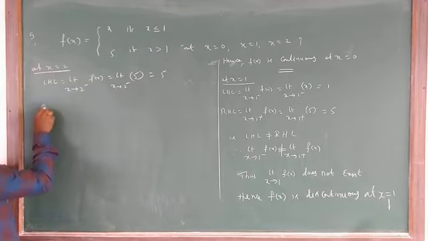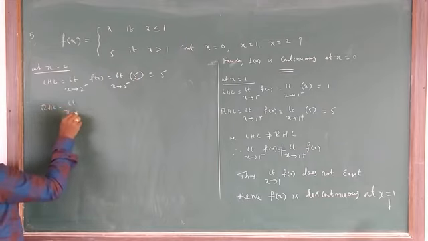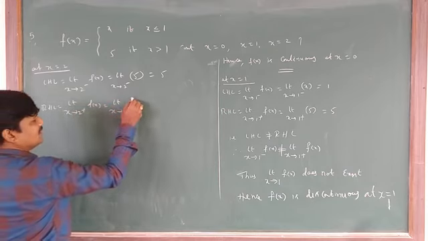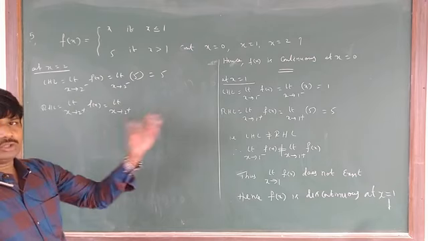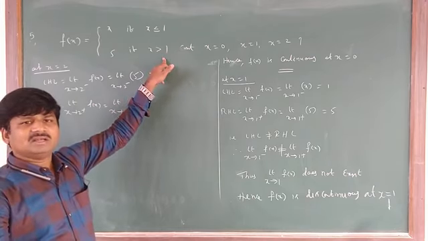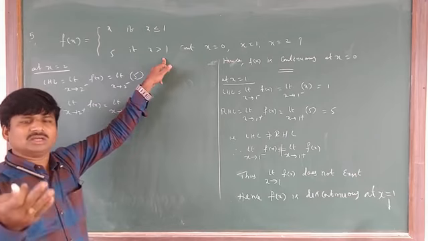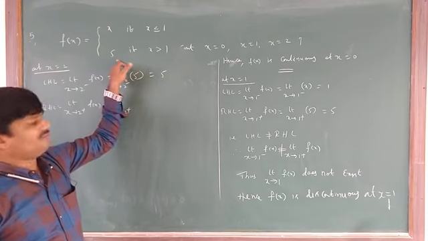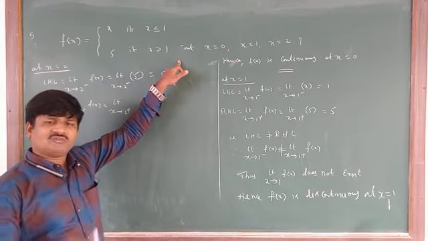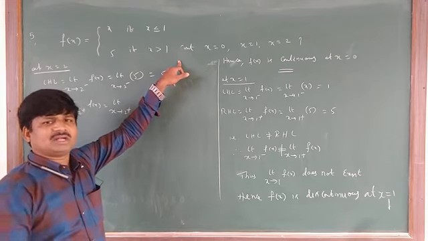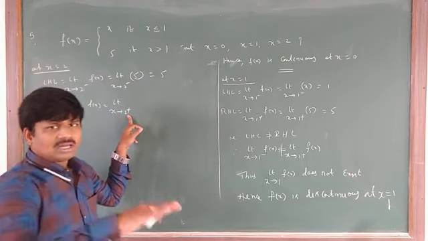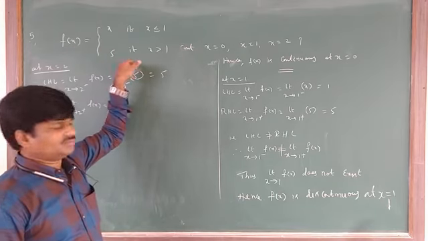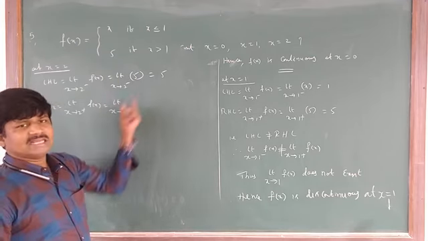Right? Next, right hand limit. Limit x tends to 2 plus f of x. What is the value of x here? 2 plus means above 2. Here see, above 1. Above 1 means 2, 3, 4, 5, 6, and so on you can take. So for 2, left of 2 or right of 2, the function will be 5 only. So below 2, 5. Above 2 also the function is 5 only.